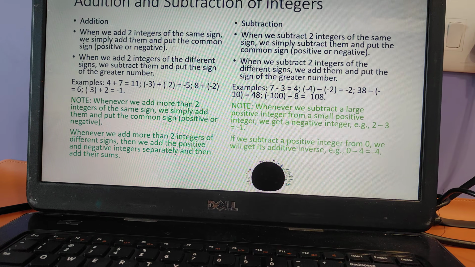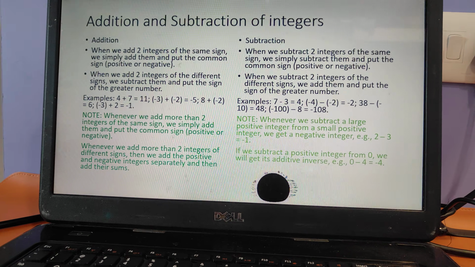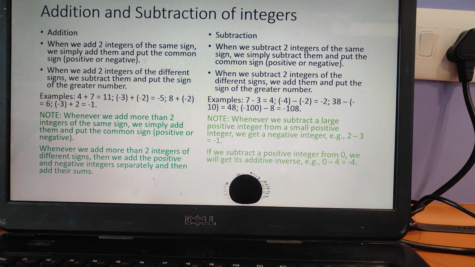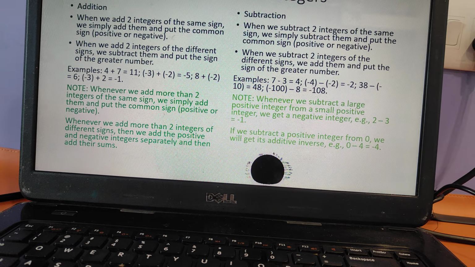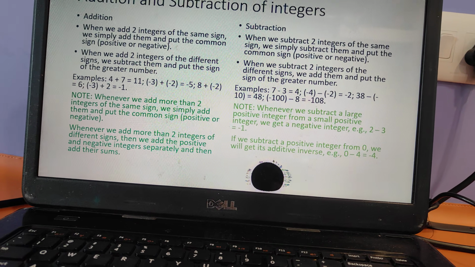And again in subtraction, note down these things. Whenever we subtract a large positive integer from a small positive integer, we get a negative integer. Yes, in this case you see 2 minus 3. 3 is more than 2, but we are subtracting 3 from 2, so we are getting minus 1. And if we did 3 minus 2, then we would get 1.